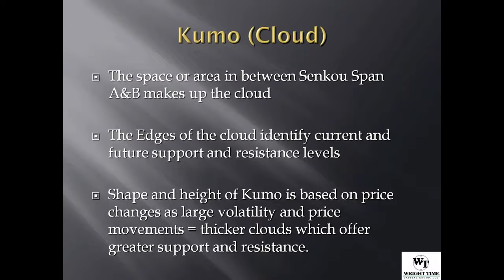Now, the main event is the Kumo, the cloud, and the space in between Senkou Span A and B makes up the actual cloud. The edges of the cloud identify current and future support and resistance levels. It's very important that we understand that the shape and height of the Kumo is based on price changes: large volatility and price movements equal thicker clouds, which offer greater support and resistance.